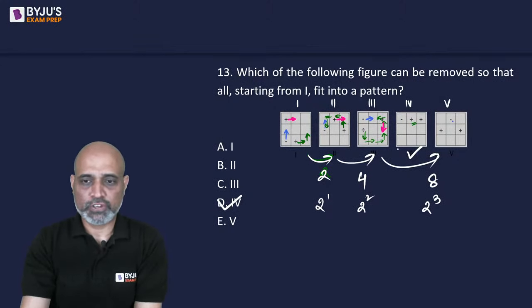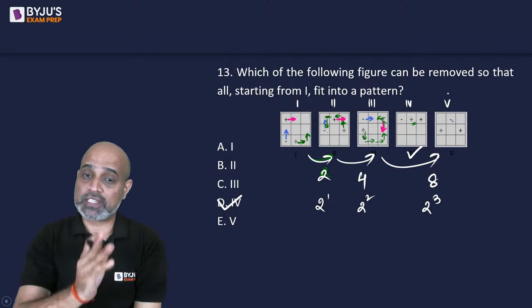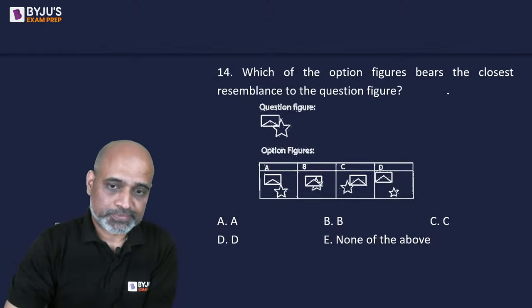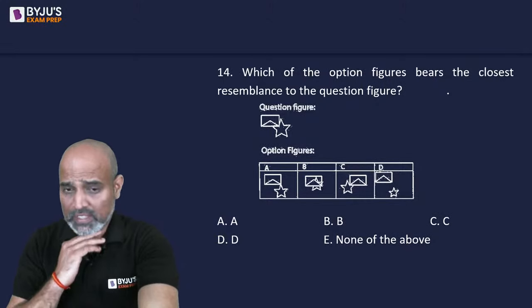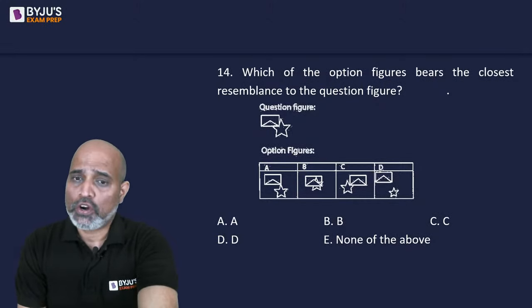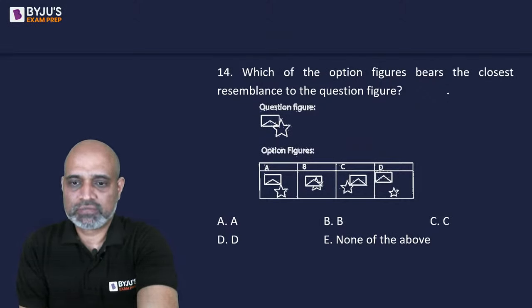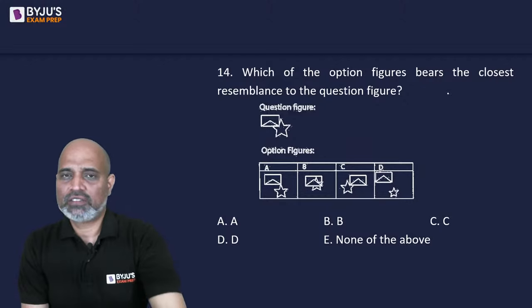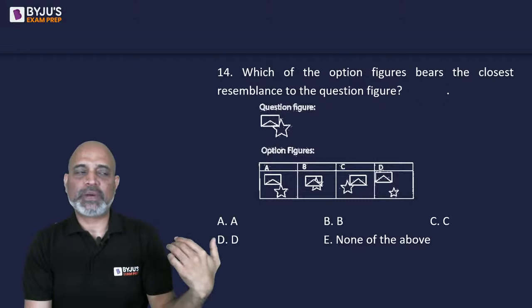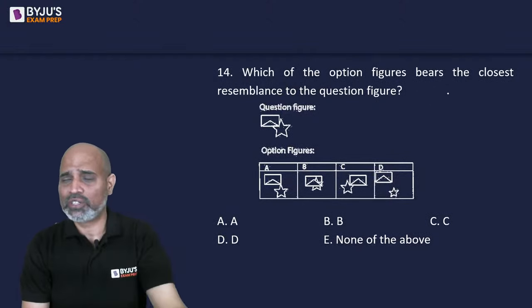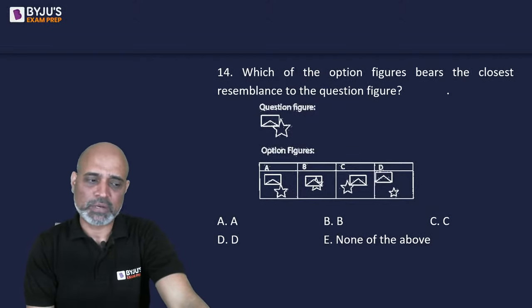The 4th figure is what we can completely ignore, such that the 1st, 2nd, 3rd, and 5th fall in line. They will form a pattern, right? Next one. Which of the following figures bears the closest resemblance to the question figure? Yes, rebellious is the same. It's not even. I was expecting 2, 4, 6, but that didn't happen. So 8 it was. 2, 4, 8 is also a pattern, right? Powers of 2.